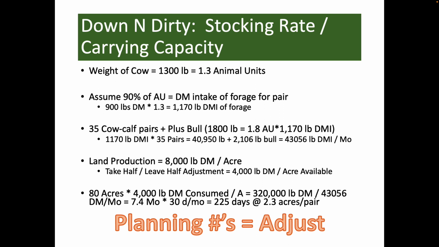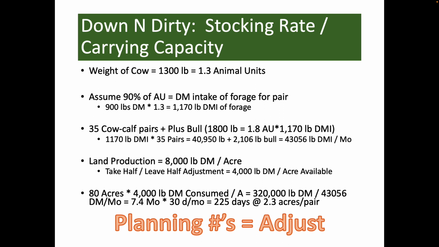So if we're producing about 8,000 pounds of dry matter per acre, and we're going to take the assumption that we're going to take half, leave half, right? We're not going to graze it all the way down to the dirt, or soil, sorry, Dr. Grove. Take half, leave half. We've really got 4,000 pounds of dry matter per acre available, okay?